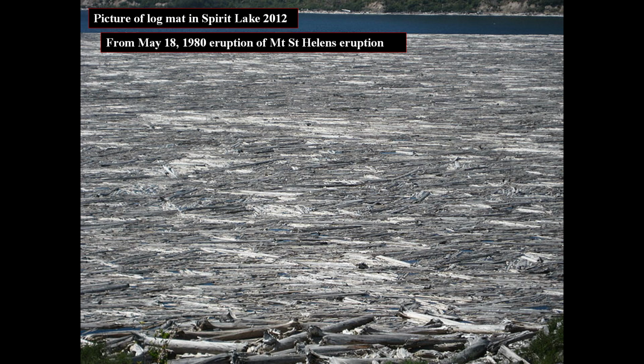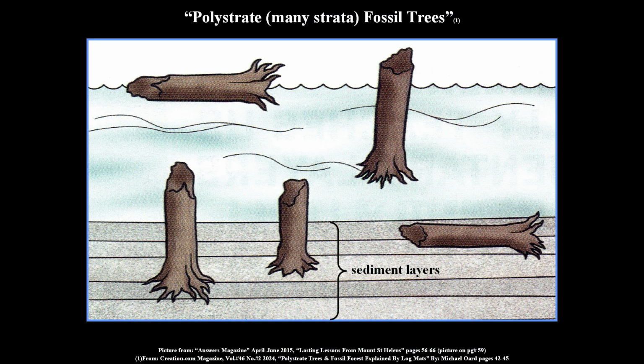Now, the polystrate fossil trees is what we're going to start getting into. That's another thing that has been found that is quite amazing and gets the secular scientists scratching their heads. But when you look at them in a biblical world flood, it's not really that hard to understand how such things could have happened. Because, again, this is the picture that I've showed you before.